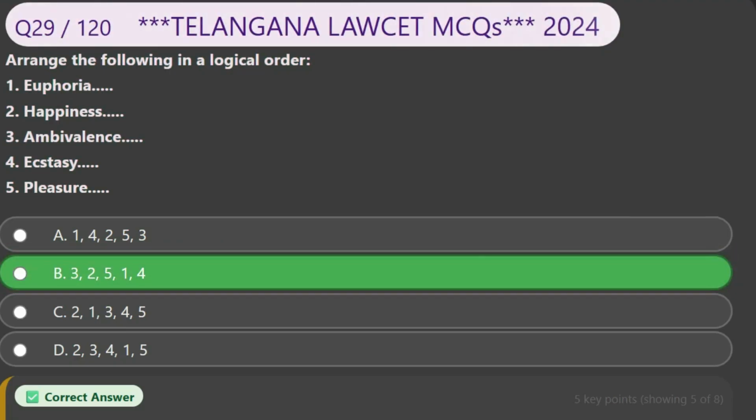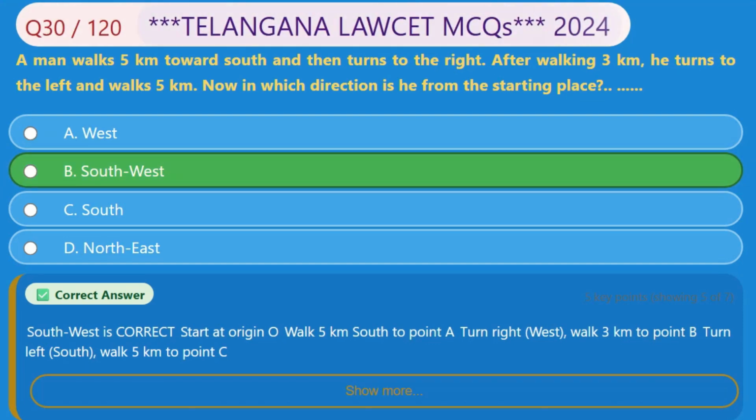Arrange the following in a logical order: 1 euphoria, 2 happiness, 3 ambivalence, 4 ecstasy, 5 pleasure. 3, 2, 5, 1, 4. A man walks 5 kilometers towards south and then turns to the right. After walking 3 kilometers, he turns to the left and walks 5 kilometers. Now in which direction is he from the starting place? Southwest.